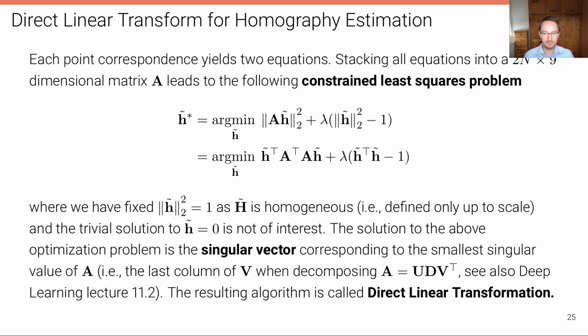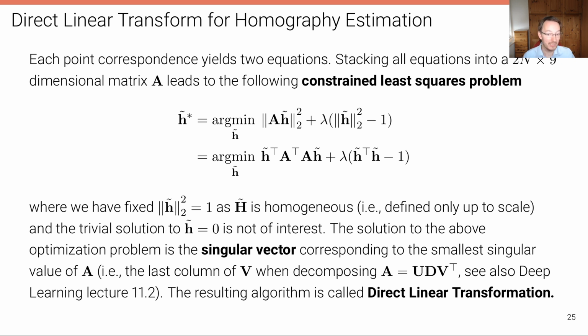Okay. Now, the solution to this optimization problem is the singular vector corresponding to the smallest singular value of A. In other words, the last column of V when decomposing the matrix A as a singular value decomposition U D V transpose. And this is very similar to what we have discussed in the deep learning lecture 11.2 in the context of PCA, except that here we're using a singular value decomposition instead of an eigenvalue decomposition, but we could also use an eigenvalue decomposition of the matrix A transpose A, which is equivalent to a singular value decomposition of A.